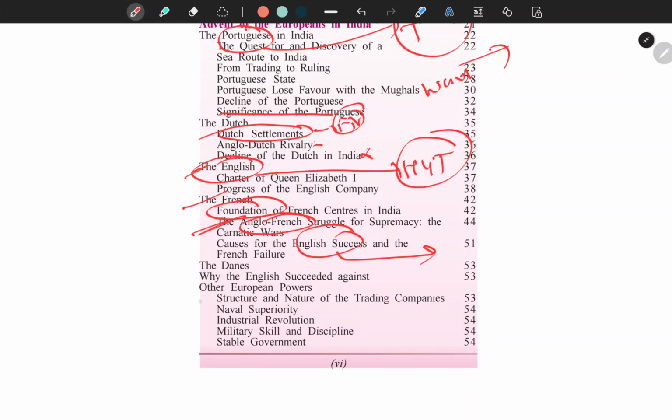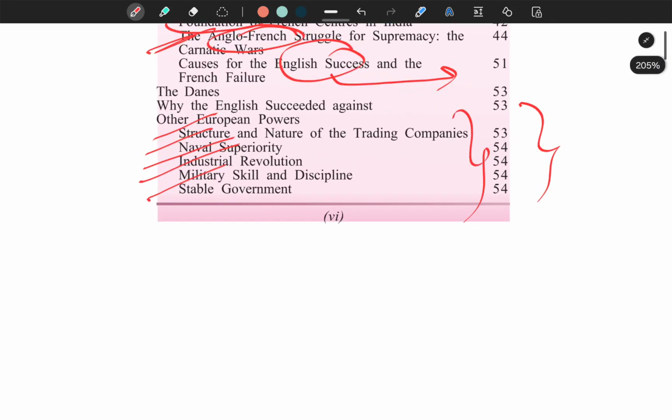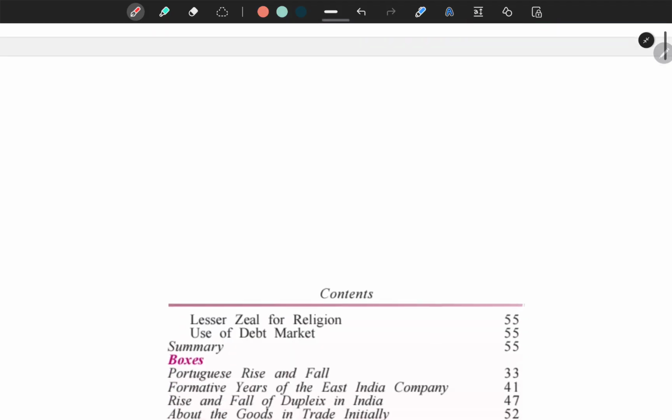Then here they have mentioned structure and nature of trading companies, naval superiority, industrial revolution, military skill and discipline, stable government. Most of the time the question is not restricted to the year. You just know these things, then the syllabus is over. Naval superiority means naval superiority only, extra things you can add. This is the keyword. Just by following the keywords, you will clear the exam.